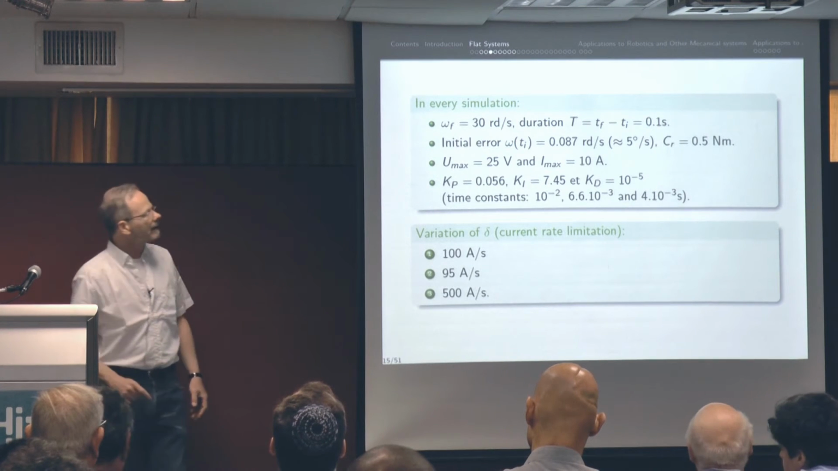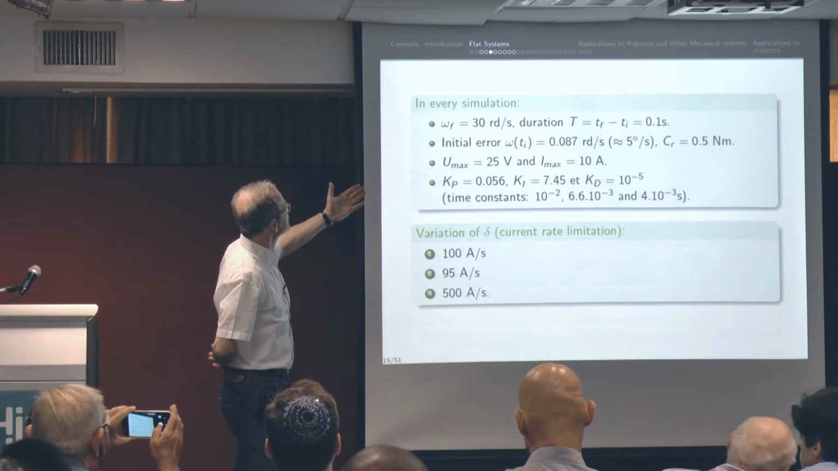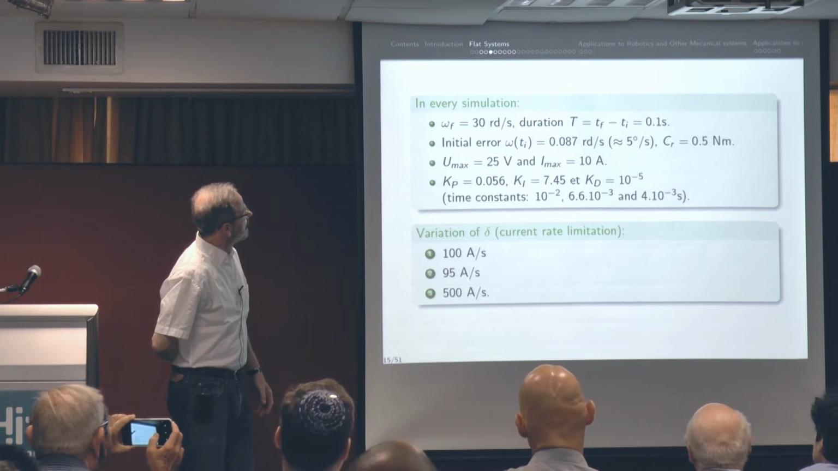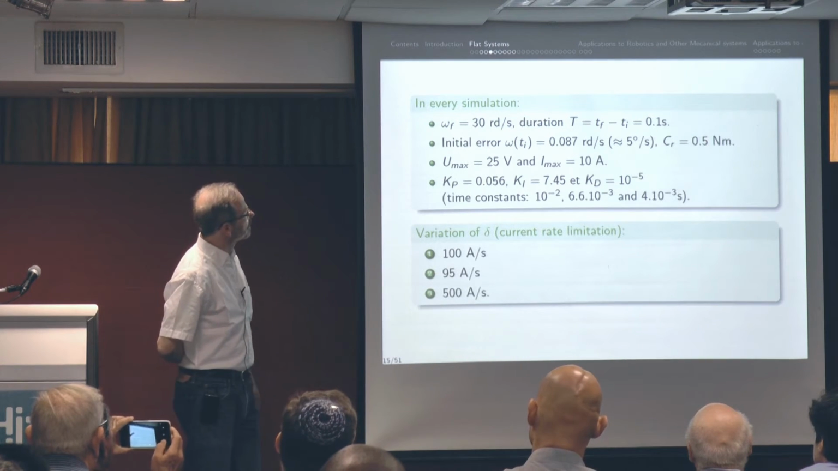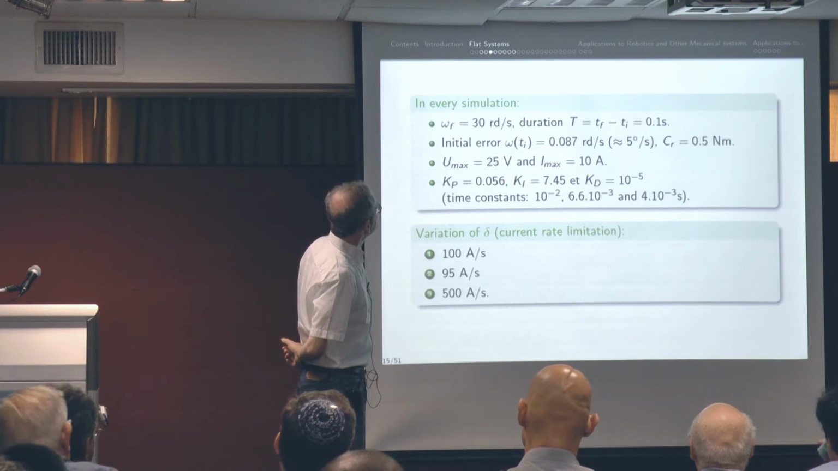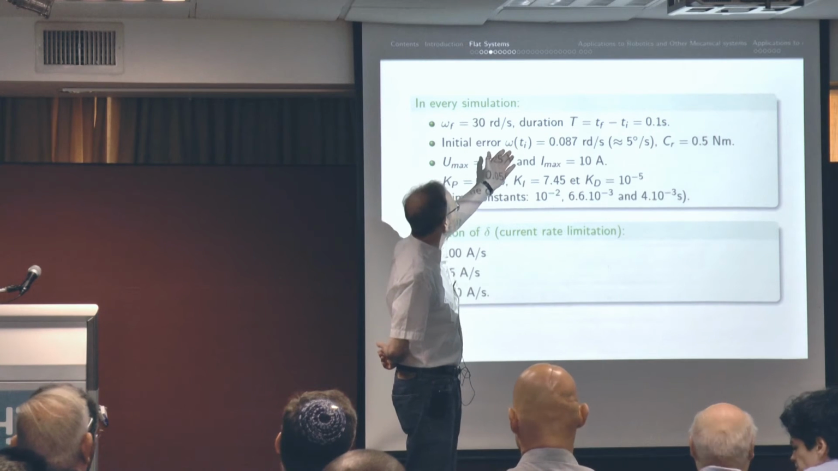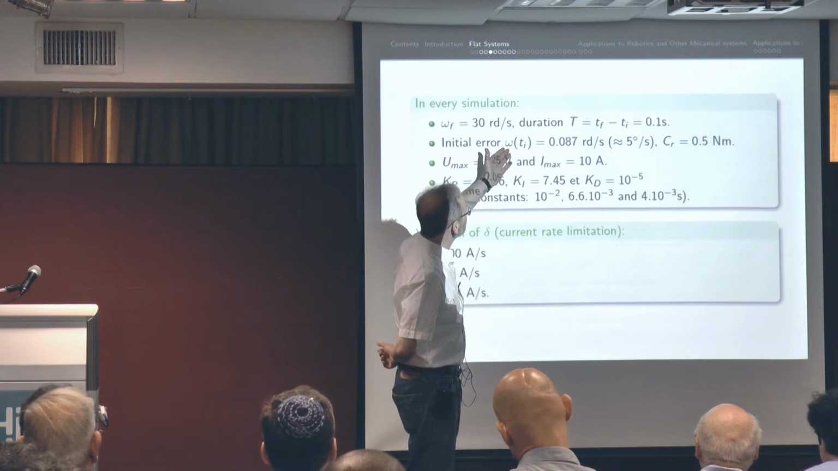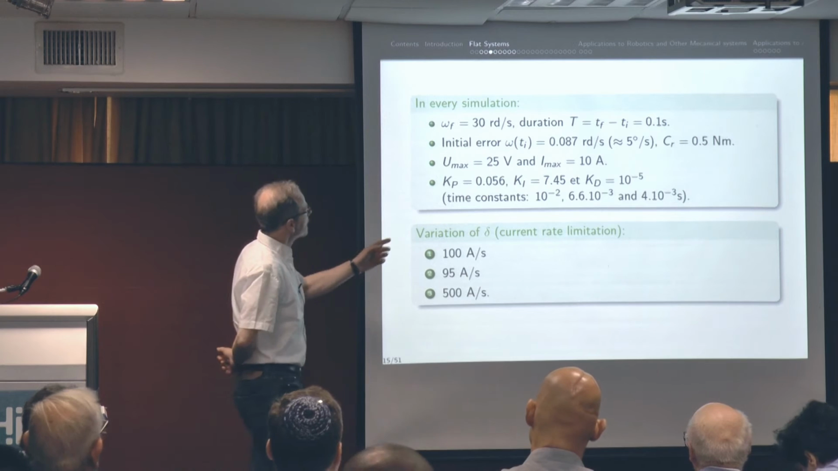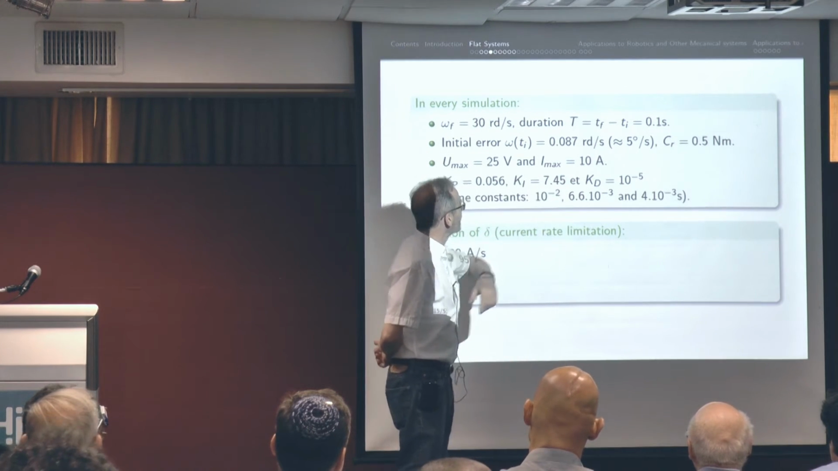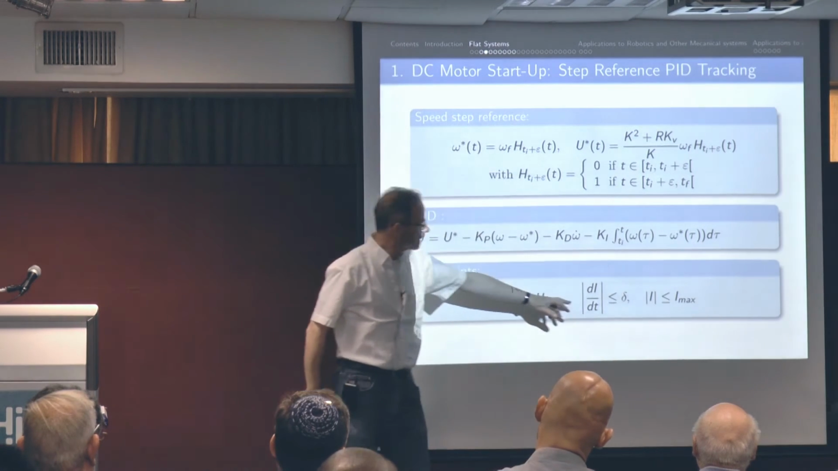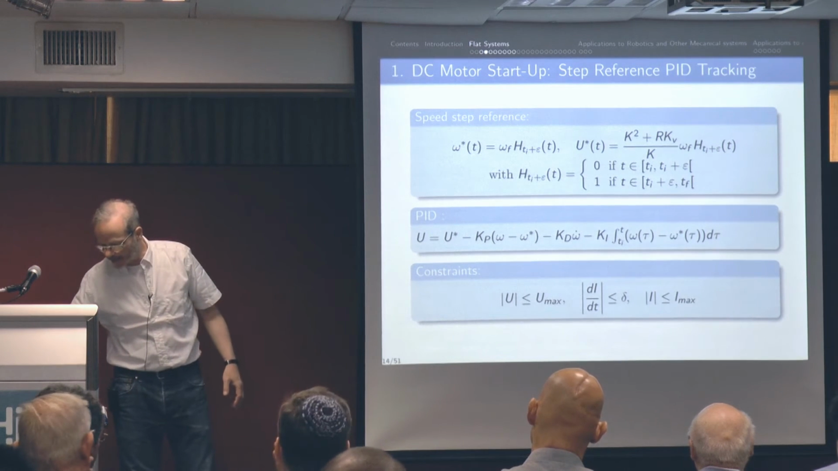So the design will be, I will show you a design with omega f equals 30 rounds per second. And you want to achieve this 30 rounds per second in 0.1 second. So it's quite a challenge. You put some error, of course, on the initial angular velocity and on the resisting torque. And Umax is chosen to be 25 volts. Imax is 10 amperes. And we'll talk about the bound delta, which will play a very important role.